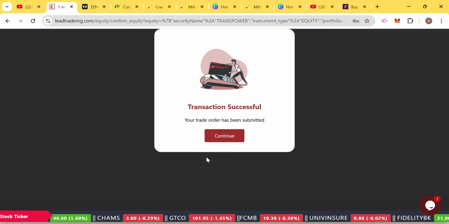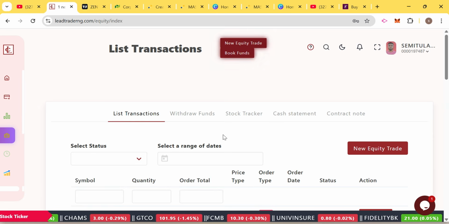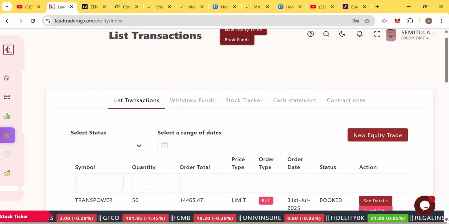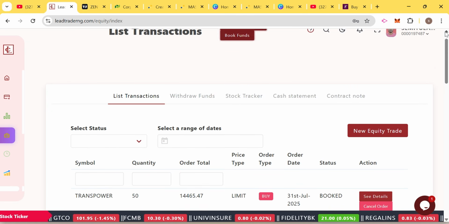So all I need to do here is click continue. Once I click continue, it's going to show me my order. Let's quickly look at my order right here. You can see this is my order. My order has been booked. So you can see I'm buying 50 units of Transpower and I'm buying at 14,465, and my order has been booked.